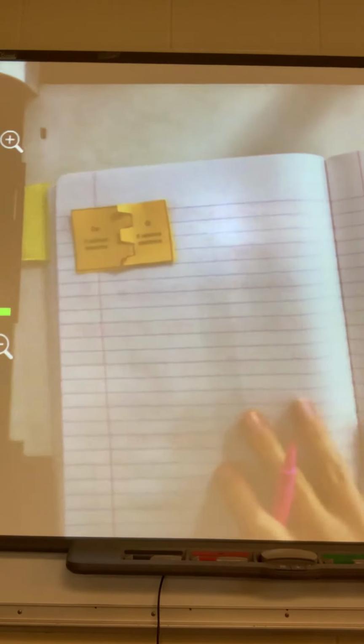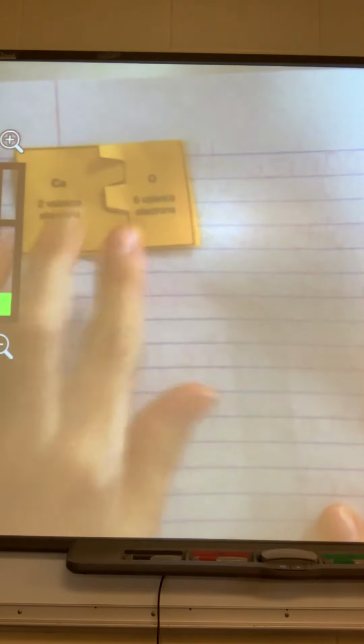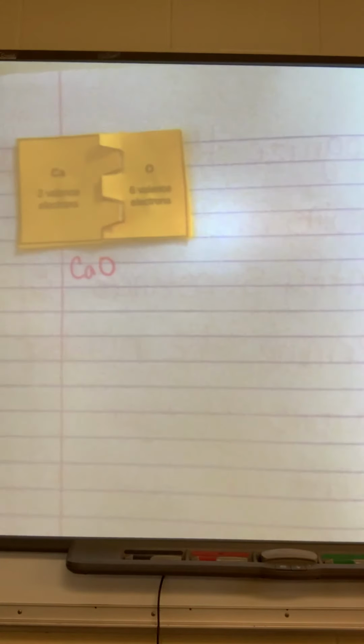Now, one thing that I need to understand, when I'm writing my chemical formula for this compound, if it's a capital letter, it has to be a capital. And all I'm doing is counting the pieces. That's how many atoms there are. So this is 1 atom of calcium and 1 atom of oxygen coming together, and they're sharing. So it's going to be Ca capital O. All right, so that's what I've got there.